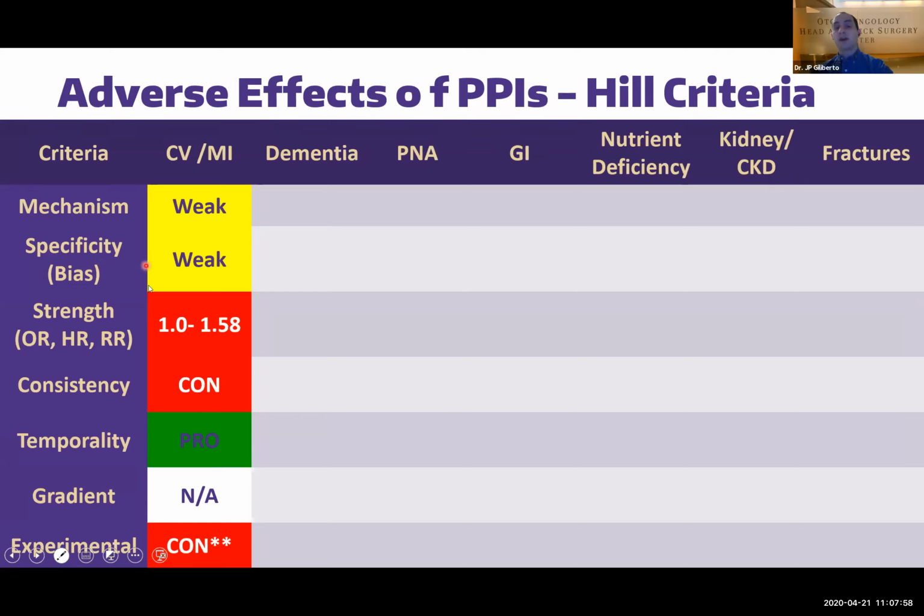These are randomized controlled trials, and there is propensity control matching, which would decrease the amount of bias. However, there still is some present, especially in these larger insurance-controlled papers, which have some misclassification bias. Our strength of association is small. It's under 3 or above 0.3. And there is some inconsistency in the data. I just chose 2 of the studies, but there are many that show a risk for and against. In this case, there was the ability to show temporality, and no gradient was noted. And the biggest con here is that experimental evidence, that level 1 evidence, argues against the presence of a risk of a cardiovascular or MI event.